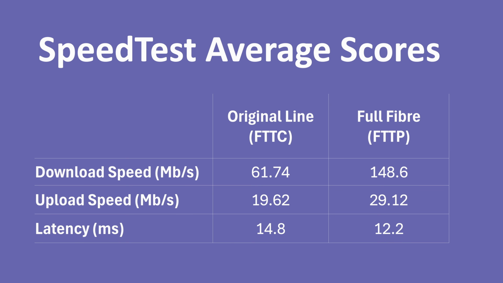I repeated the same set of tests for the full fibre installation 2 weeks after the installation was done, and the results were an average download speed of 148.6 megabits per second, an upload speed of 29.12 megabits per second, and a ping latency was around 12.2 milliseconds. Overall, the download speed is over 2 times faster, with the upload speed being around 1.5 times faster. I did do some testing on the day of the installation, and the results were roughly the same, so overall there wasn't any line calibration needed to be done by EE or Openreach.